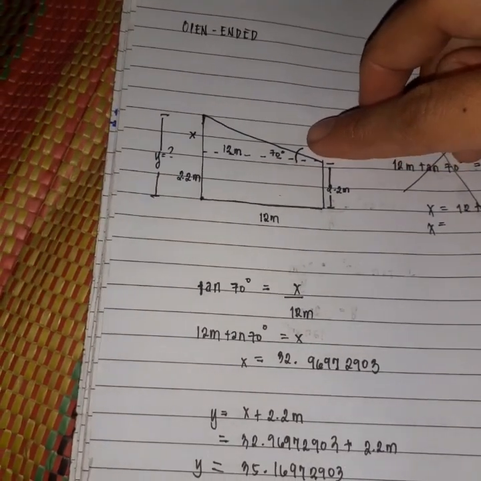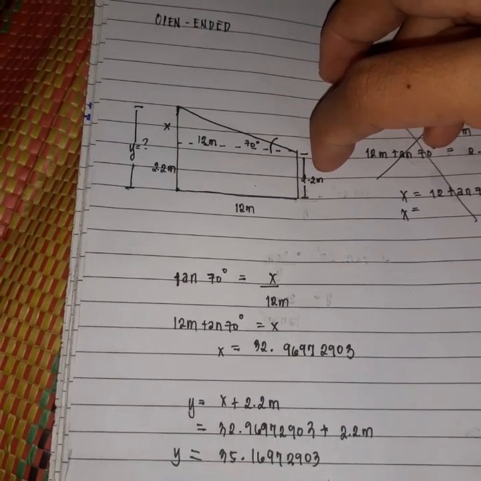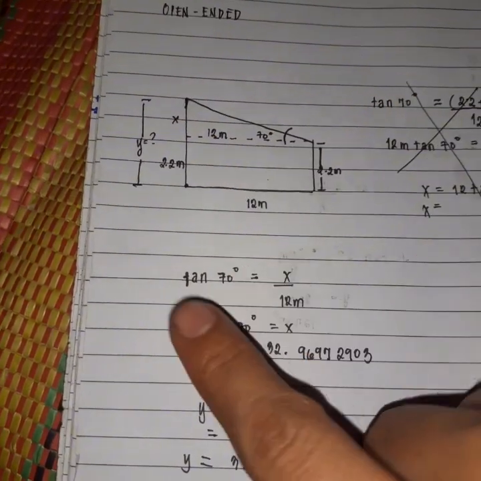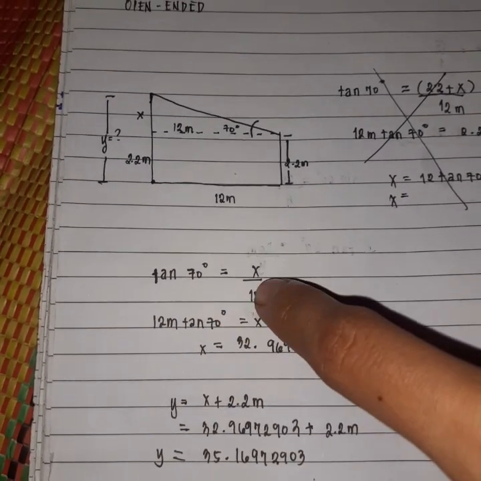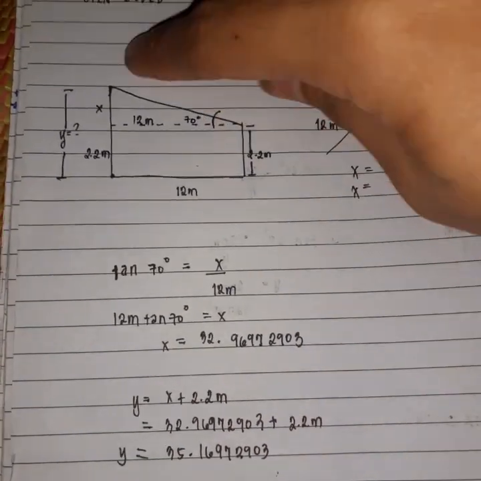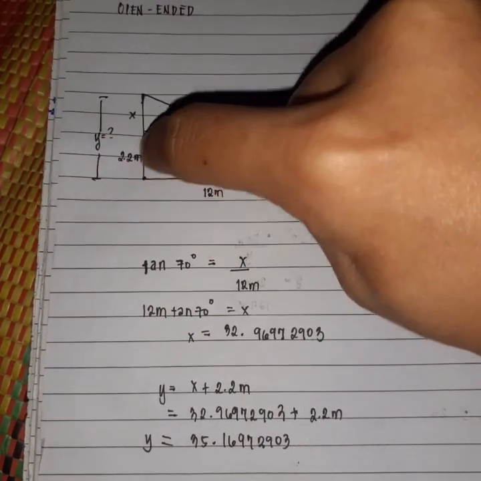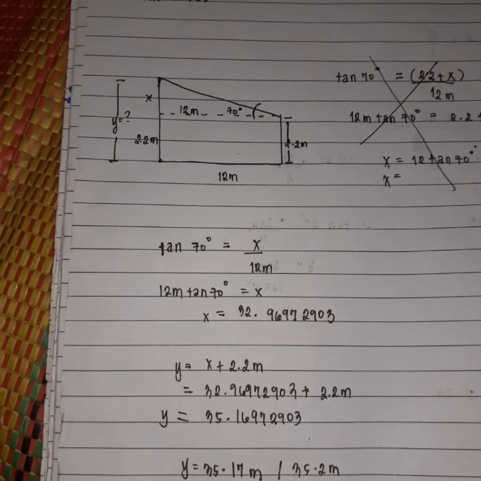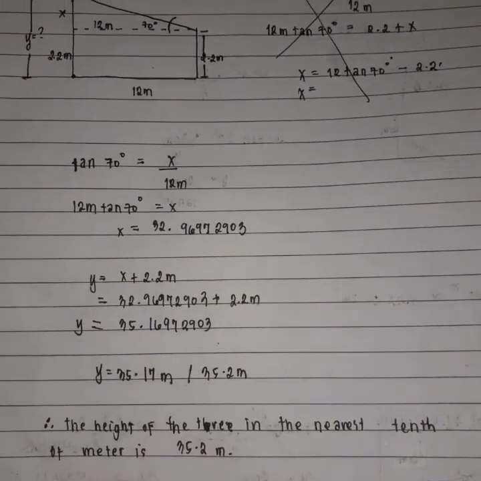How? Since we are given that this is a 70 degrees angle of elevation, it means that we are given the adjacent and the unknown is the opposite. So we can use tangent 70 degrees equals x over 12 meters. Then cross multiply, that's equivalent to 32.96 something. This is not yet the final answer because we have to add the height of the clinometer so that we can find the height of the tree. Therefore, that's equivalent to 35.17 meters or 35.2 meters. Hence, the height of the tree to the nearest tenth of a meter is 35.2.